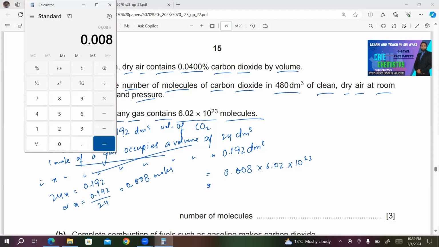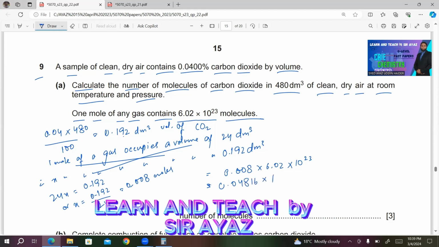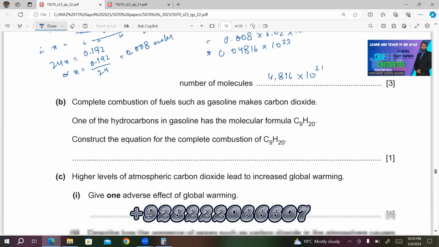0.008 multiplied by 6.02, 0.04816 into 10 to the power 23, or 4.816 into 10 raised to power 21. This will be the final answer for this question.